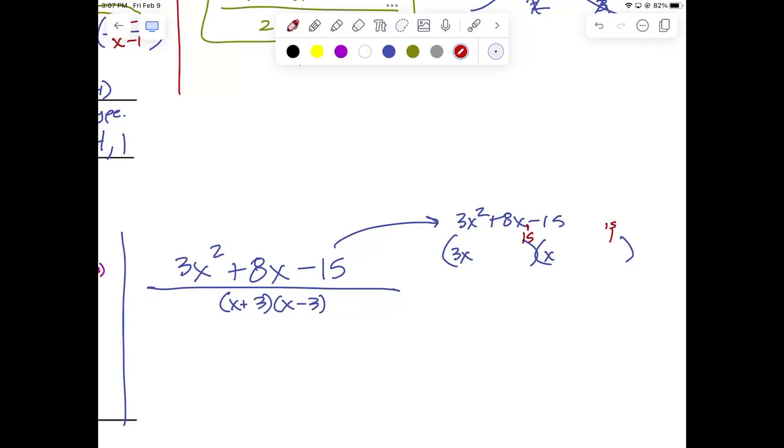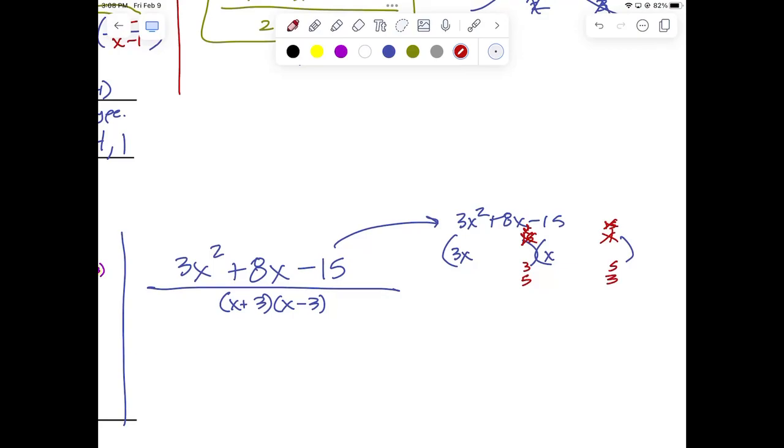We'd get a 1 on the inside and a 45 on the outside. I don't think that's going to be it. That's not going to give us an 8. What about a 15 and a 1? It gives us a 15 on the inside and a 3 on the outside. 15 minus 3 is not 8, so that's not going to work. So we're down to the last grouping here, either a 3-5 or a 5-3.